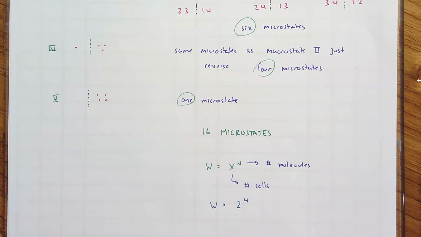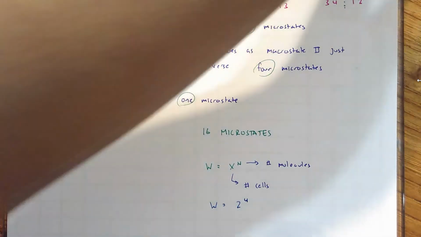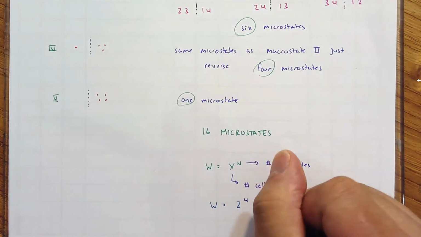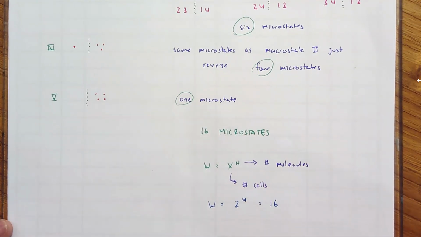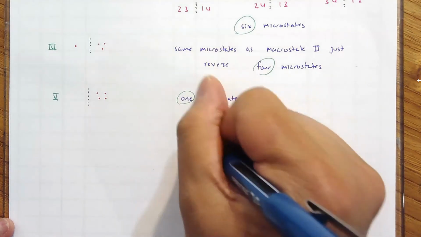Uh-oh. Man, did that not work out? Oh, thank goodness. 2 times 2 times 2 times 2 is 16. I don't know where my head was, thinking that it wouldn't work. 16. There are 16 microstates.